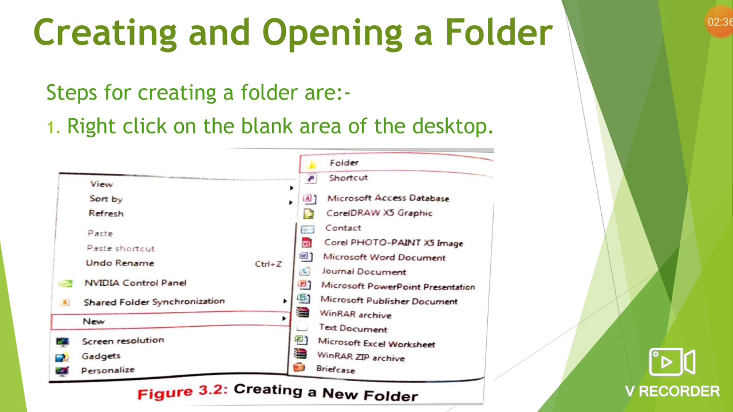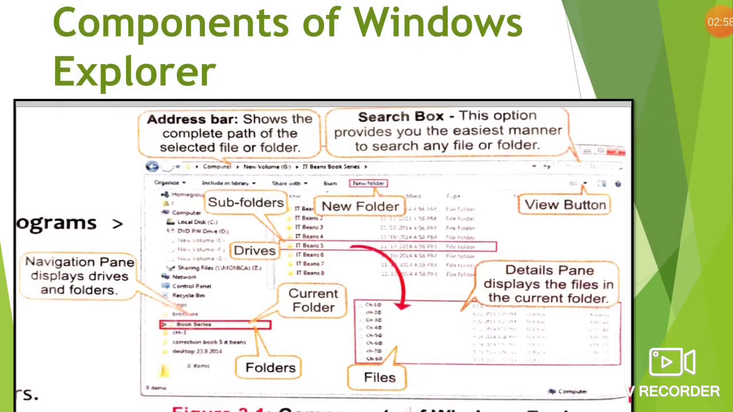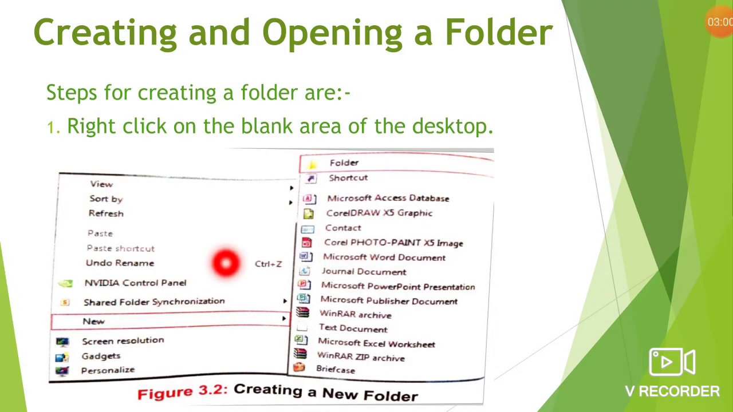But how will you create a folder? For creating a folder you have to follow these steps. Your first step is to right click on the blank area of the desktop. When you right click on your desktop, a shortcut menu will appear in which the New option is there. See here, the New option is there, and when you click on this New option, again a sub option appears in which the Folder option is there.